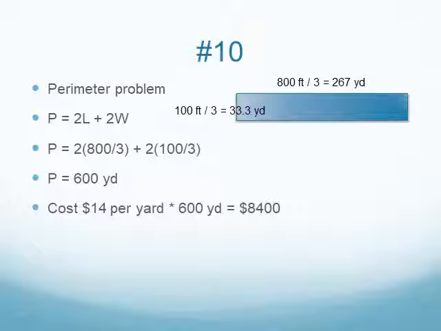Just remember that they like to do this trick where they mix up the units. Okay, they give you one, but they want the other, so just be aware and watch your units. The answer here should be $8,400 to fence in the entire school playground. Okay? All right.